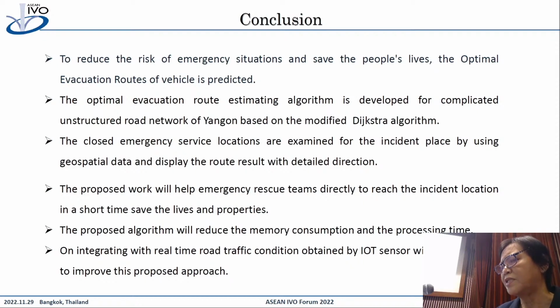The closest emergency service locations are examined for the incident place by using geographic data, and the route result is displayed with detailed directions. The proposed work will let emergency responders reach the incident location directly in a short time, saving lives and property. The proposed algorithm will reduce memory consumption and processing time. Integrating real-time road traffic conditions obtained by IoT sensors will be considered to improve this proposed approach.